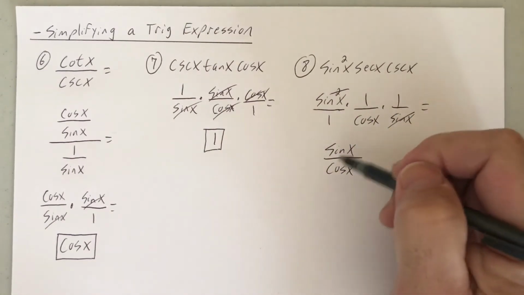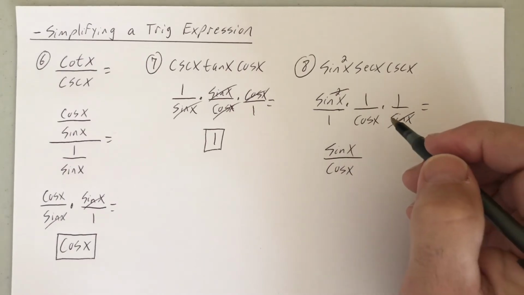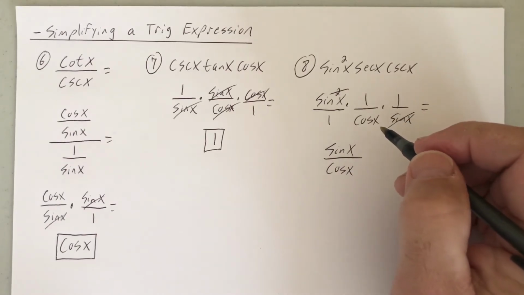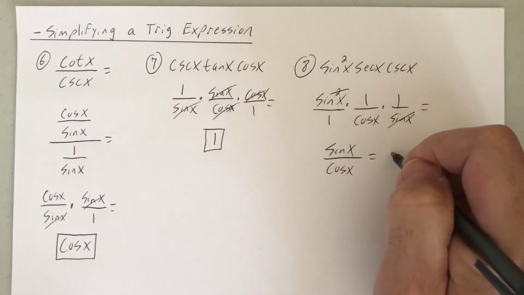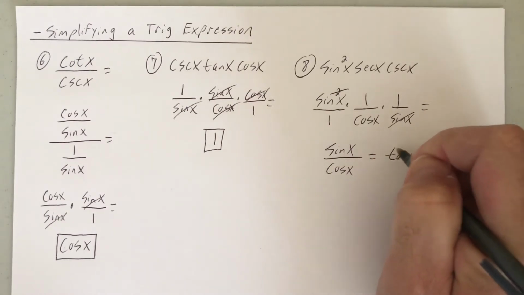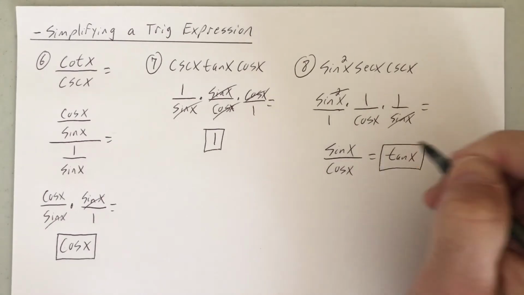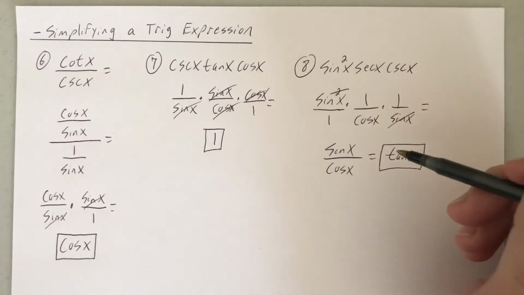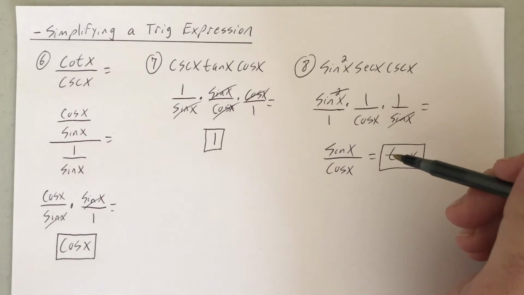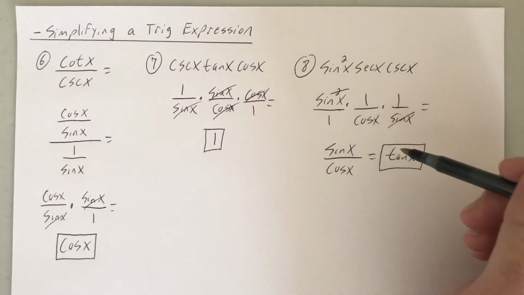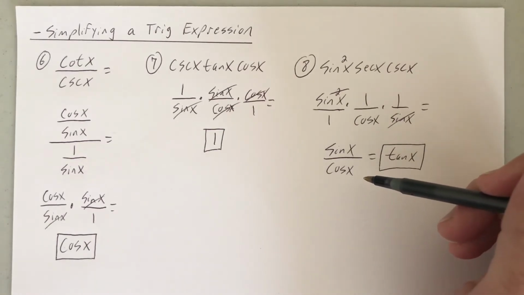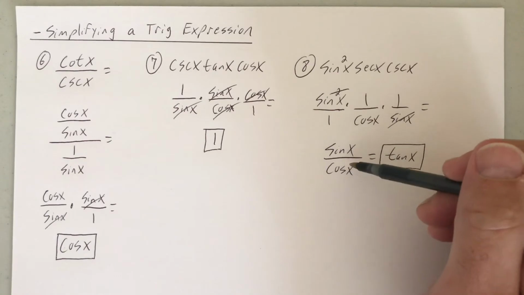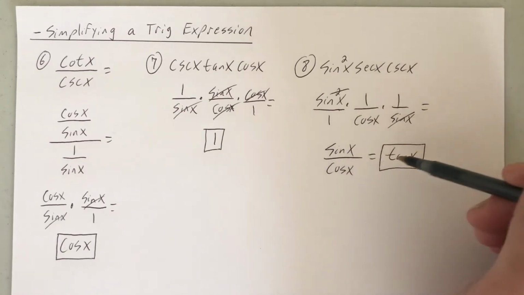And then looking at this right here, if you look at your identities, going to your quotient identities, you will see that sine x over cosine x is equal to tan x. Now, changing things to sines and cosines to simplify doesn't mean that the answer has to be in terms of sine and cosine. You're just trying to get the simplified version of your expression. So while changing things to sines and cosines will help you to do that, sometimes, like in this case right here, sine over cosine, we're going to change that back to tangent.